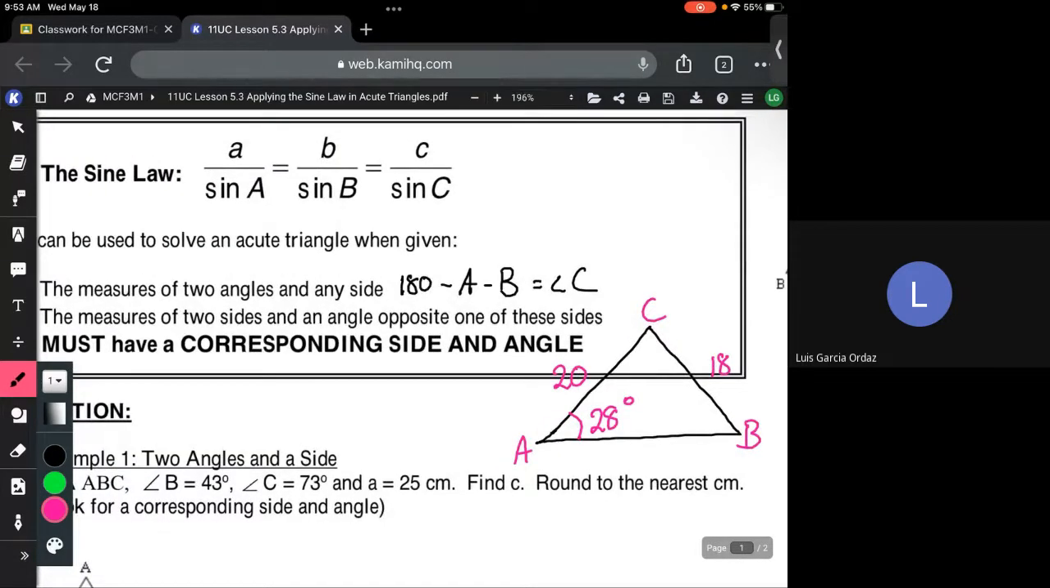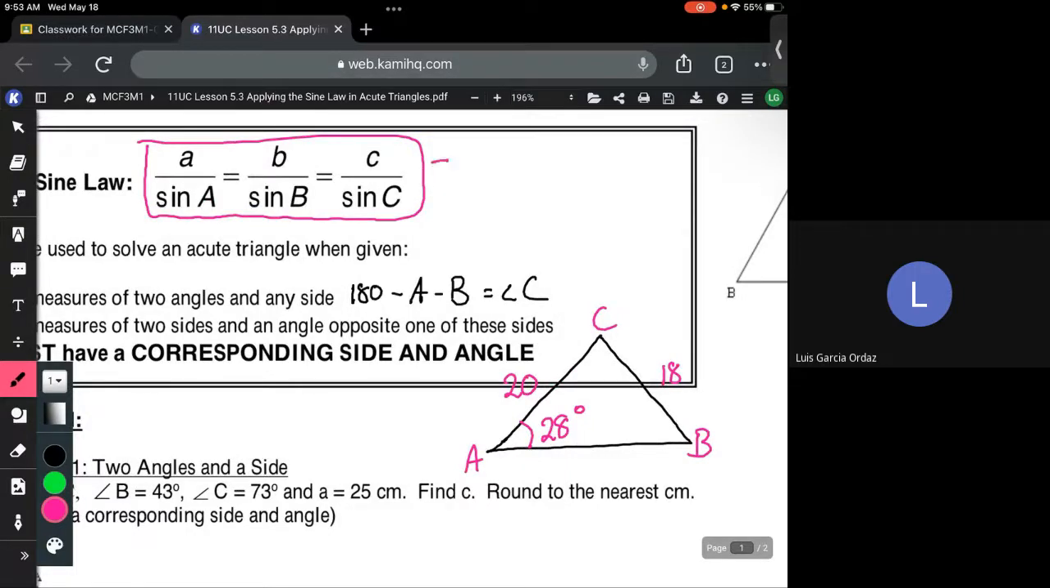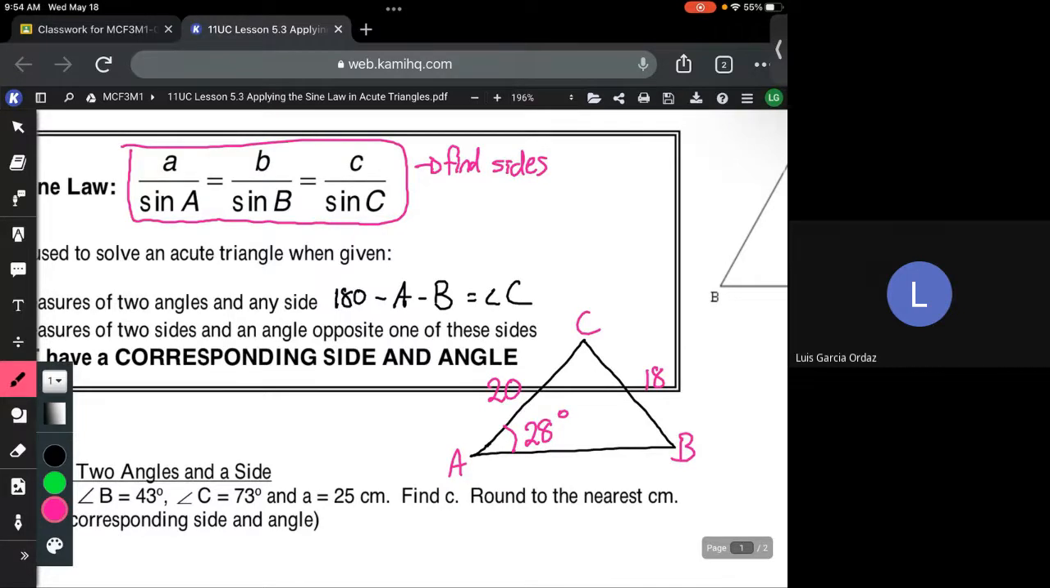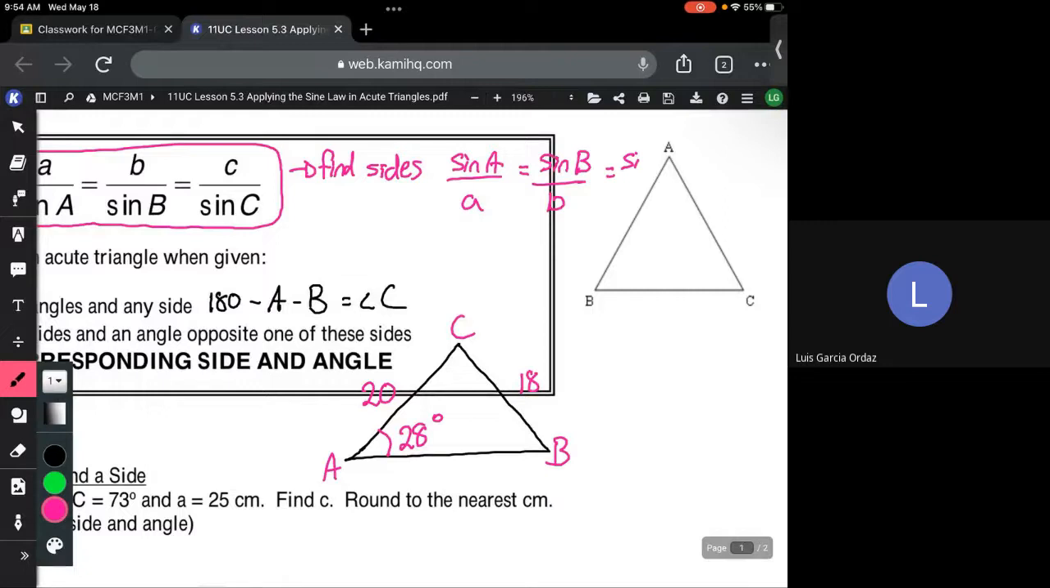So this first part of the sine law, as you guys see, all the sides are at the top. So you're going to use this part of the sine law to find your sides. So to find your angles, all you're going to do is flip all of them. So you can have sine A over A is equal to sine B over B, which is equal to sine C over C. So you would only use this part of the sine law to find your angles. And I'll show you guys what that looks like.